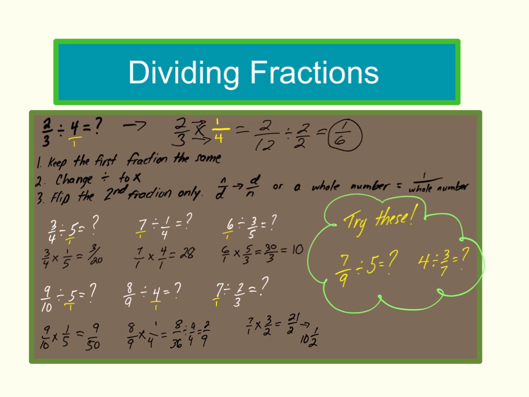So again, just to recap, we keep the first fraction the same. Then you change your division symbol to multiplication, and most importantly, you flip the second fraction only. The numerator becomes your denominator and the denominator becomes your new numerator. If it's a whole number, that number goes on the bottom and you put a 1 on top. I did provide 2 for you to try, and you can go ahead and show me those tomorrow morning.